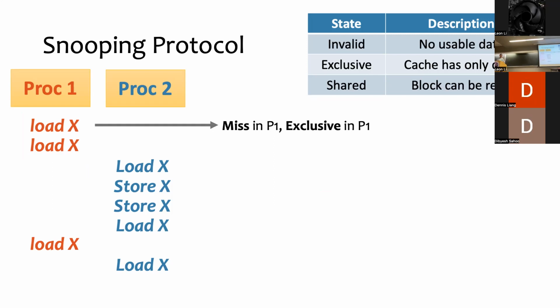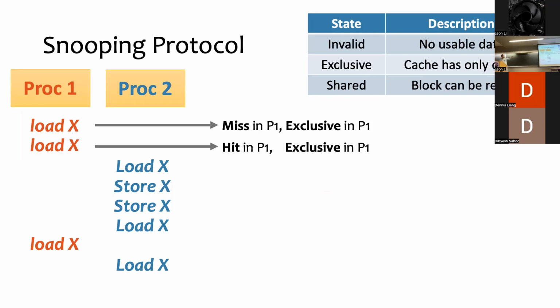If I load it again, well, the block is in P1's cache, so it's going to be a hit. It remains exclusive in P1. I'm assuming that these two processors are executing these instructions in order and starting from a clean memory state, meaning that nothing is in the memory. So right now, it's just following the regular cache access behavior. First time, compulsory miss. Second time, a hit. And right now, the block is only in P1, so it's exclusive in P1.